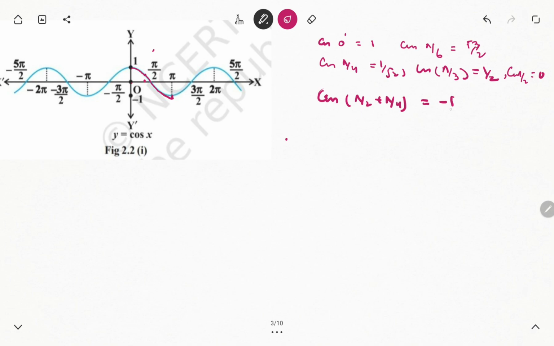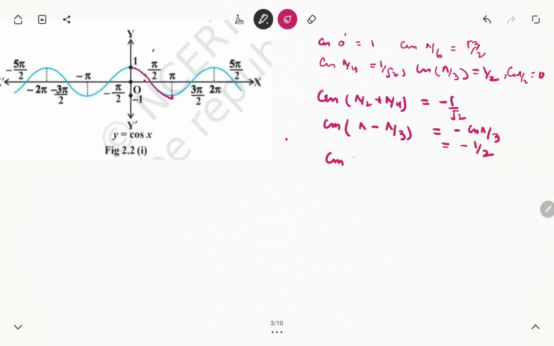That is minus 1 by root 2. Cos of 120, that is 90 plus 30. So this will be 120, meaning pi minus pi by 3. So this will be minus, second quadrant value, cos will always be negative, cos of this, and that is minus 1 by 2, right?